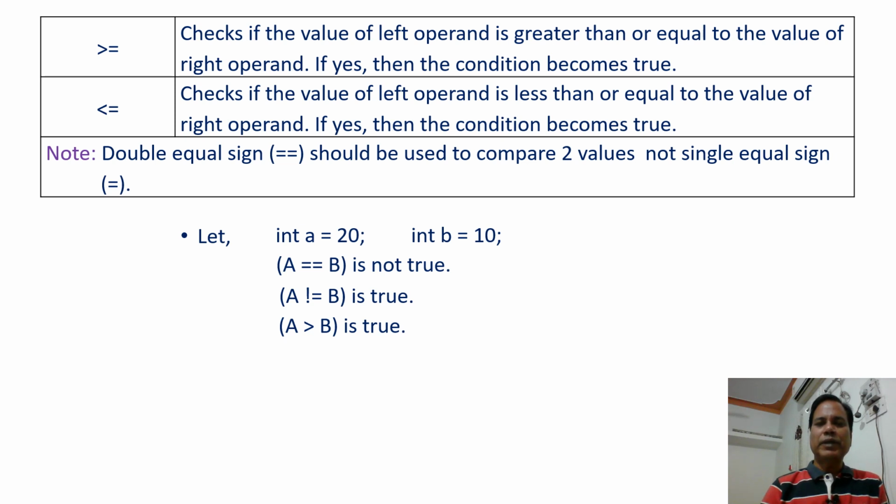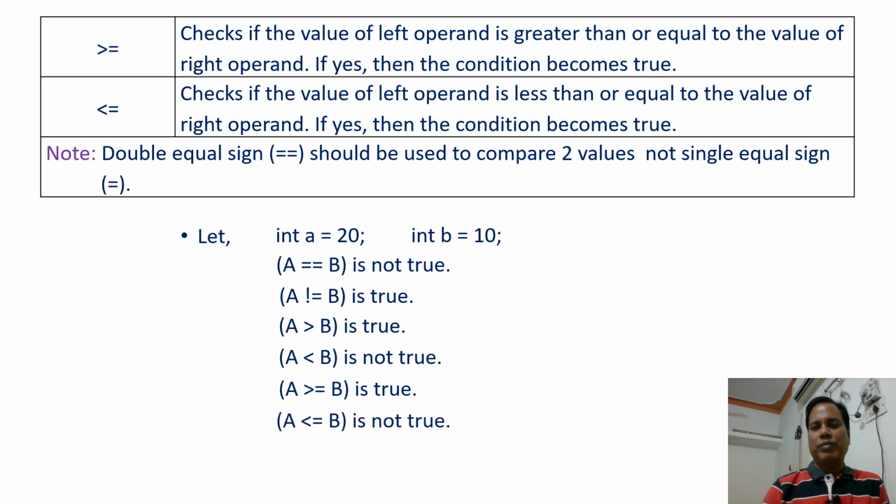a greater than b: 20 is greater than 10. This condition is true. If a is less than b, this condition is not true. So we are comparing the value of a with the value of b. In a similar way, a greater than or equal to b is true because a is greater than b. One condition is true although a is not equal to b. a less than or equal to b is not true.